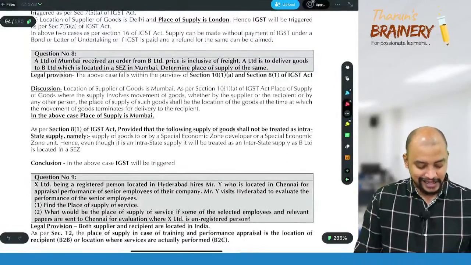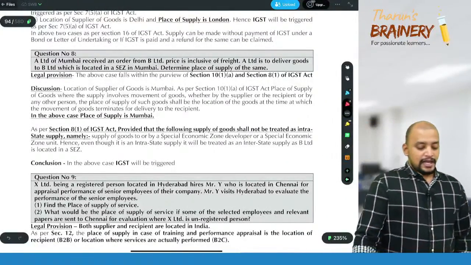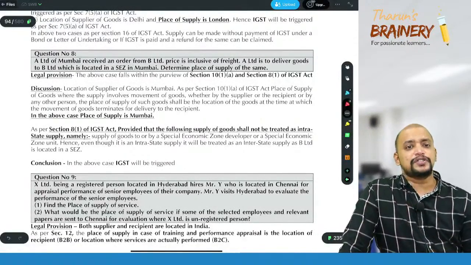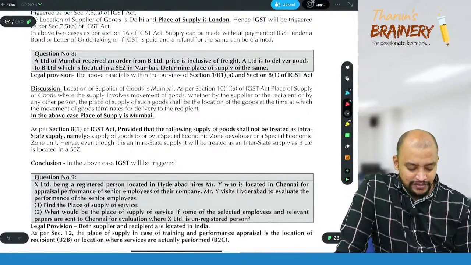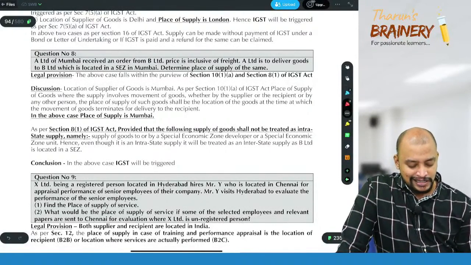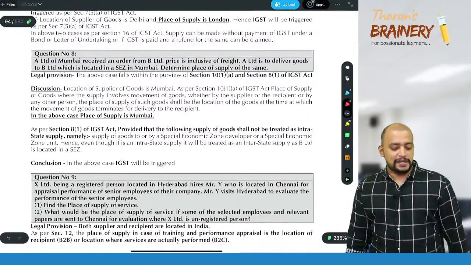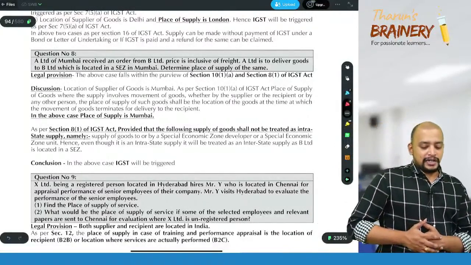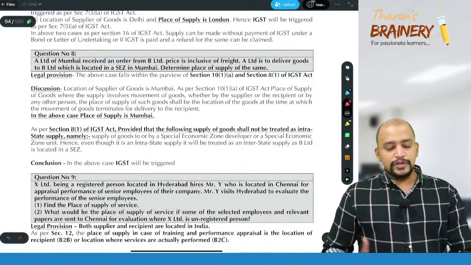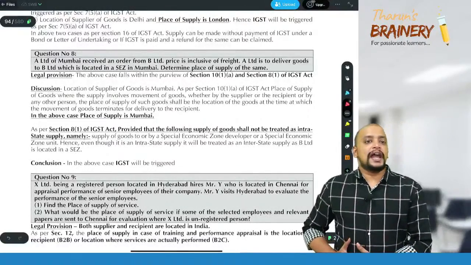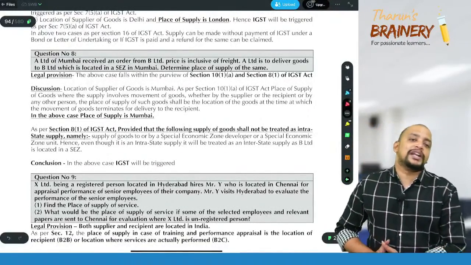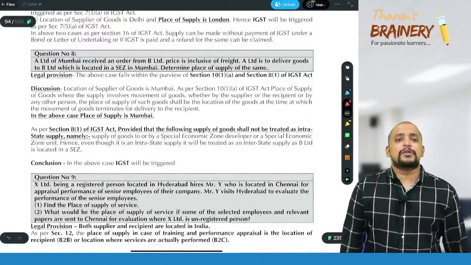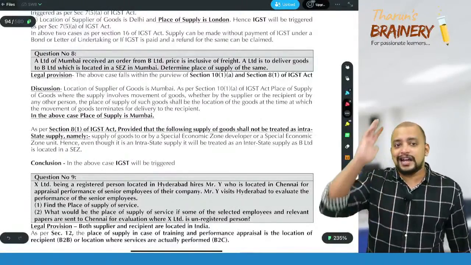8 I will discuss. 8. A Limited of Mumbai received an order from B Limited. Price is inclusive of freight. A Limited is to deliver goods to B Limited, which is located in SEZ in Mumbai. Determine the place of supply of the same. So what will be taken as the place of supply? First of all, we need to see here, is it goods or services? Goods. Supply involves movement of goods. So ending point will be taken as place of supply as per 10(1)(a). So therefore ending point is what? Mumbai only. So supplier also Mumbai, place of supply also Mumbai, intrastate supply.